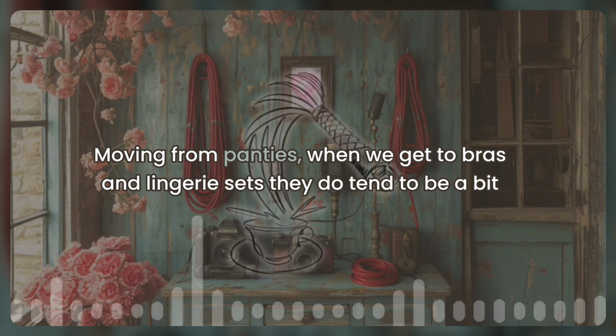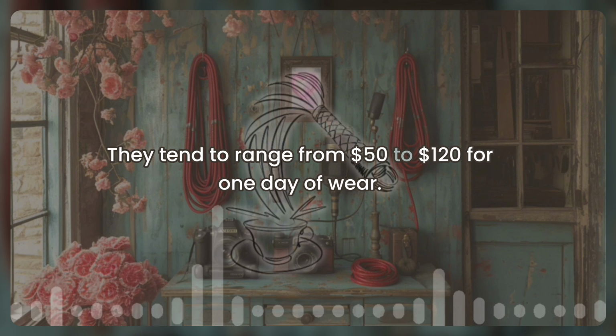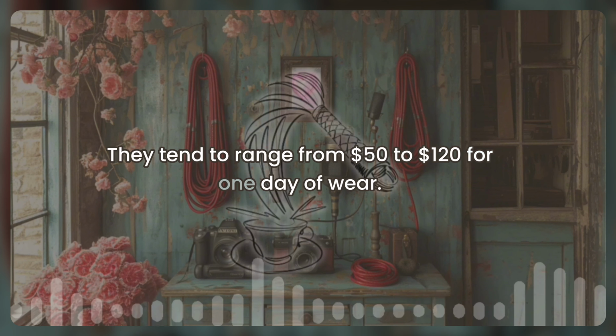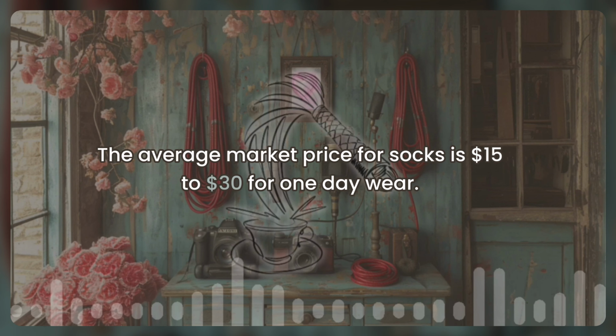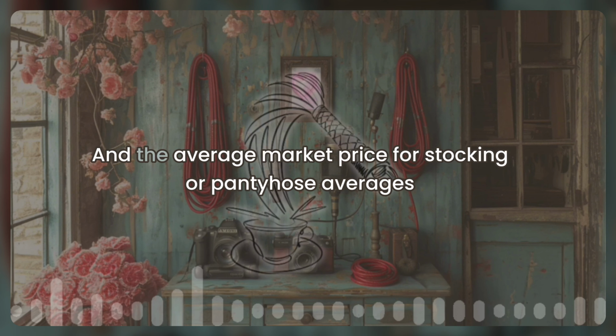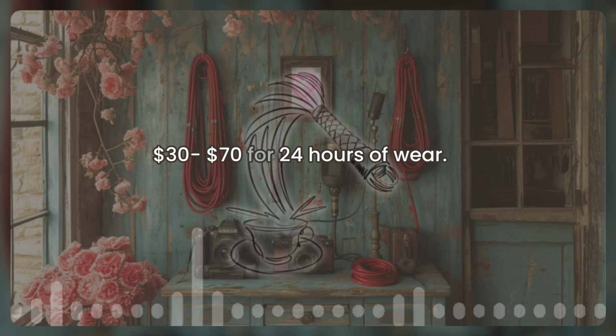Moving from panties, when we get to bras and lingerie sets, they do tend to be a bit more pricey. They tend to range from $50 to $120 for 1 day of wear. The average market price for socks is $15 to $30 for 1 day wear. And the average market price for stocking or pantyhose averages $30 to $70 for 24 hours of wear.